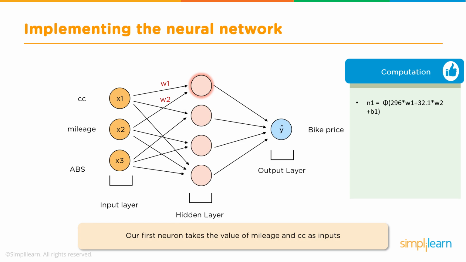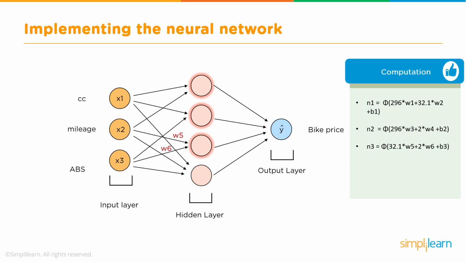Our first neuron takes a value of mileage and CC as inputs. So here comes our computation, whatever those inputs are, and we do that again with the second neuron with those values coming in. You can see here we have weight 3 and so on, and then our third neuron coming down, and of course our fourth neuron. So we're adding all these different values coming in here in our hidden layer.